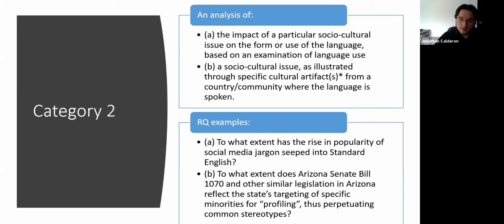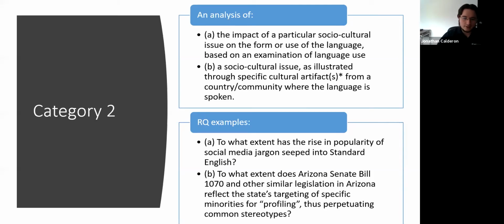Now, for category 2B, we have a social cultural issue as illustrated through specific cultural artifacts. And we're going to see what these artifacts are in a moment. From a country or community where the language is spoken, okay? So what does this mean? That they're going to find a cultural artifact and they're going to analyze it specifically in that culture, okay?